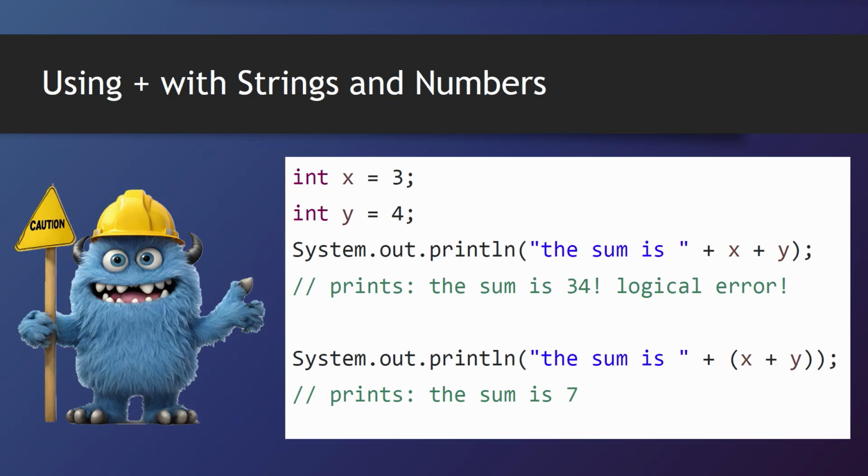Be careful when using this operator with a string and a number to make sure you're getting the result that you want. In this example, we evaluate the plus operator from left to right. So the string "the sum is" is concatenated to x, which creates a new string, and that's then concatenated to y. So this will print "the sum is 34", which is obviously an error. In the second example, we force the addition to happen first using parentheses, and then we concatenate that onto the string. Be careful anytime you're using the plus operator with strings and numbers together.